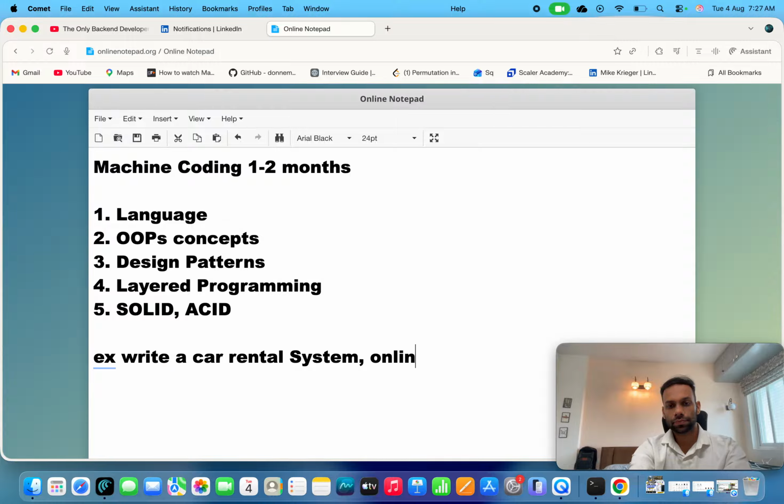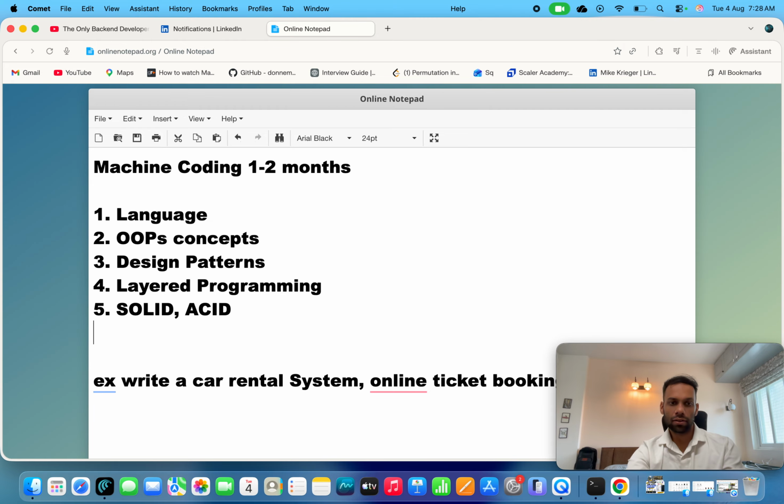An online booking system, maybe an online ticket booking system. For this type of question, maybe here you need to brush up on multi-threading concepts, because so many things are going to come up regarding multi-threading in an online booking system. Like if two people are simultaneously booking the same ticket, then what is going to happen? Those kinds of scenarios people can ask you in the machine coding part.